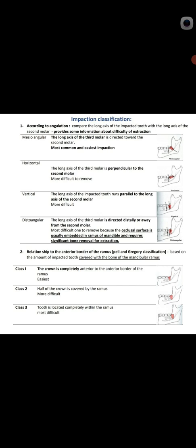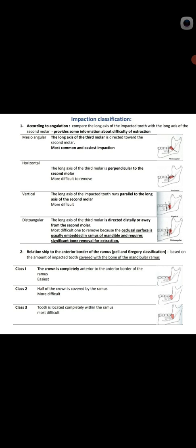Second is class 2. Half of the crown is covered by the ramus, and it is more difficult. Third is class 3. The tooth is located completely within the ramus. This is the most difficult one.